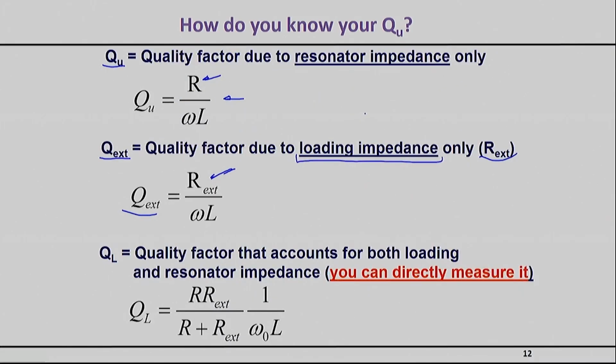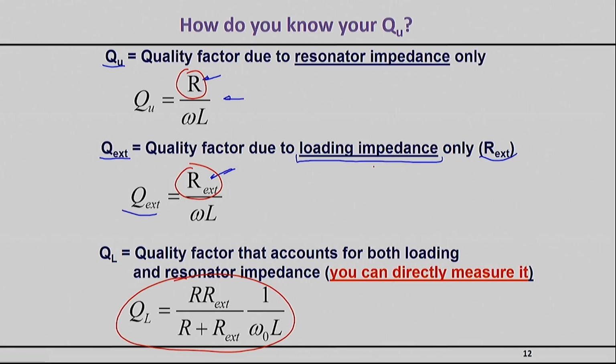Finally, you have what we call the loaded quality factor, which is the quality factor you get when you measure this in real life. Because in real life, the losses come both from the resonator itself as well as from the loading resistance. So the loaded quality factor is given by this equation, and that's the quality factor you can directly measure. It is measured by taking the center frequency and dividing it by the bandwidth, as we discussed in the very beginning.